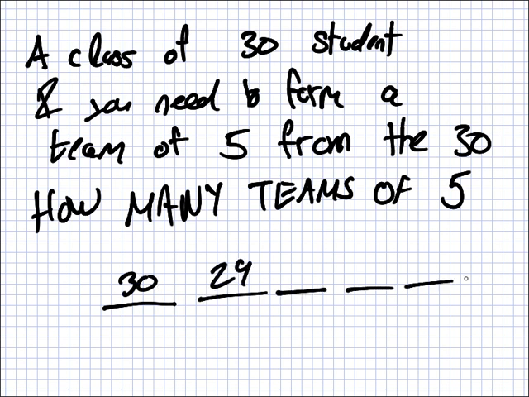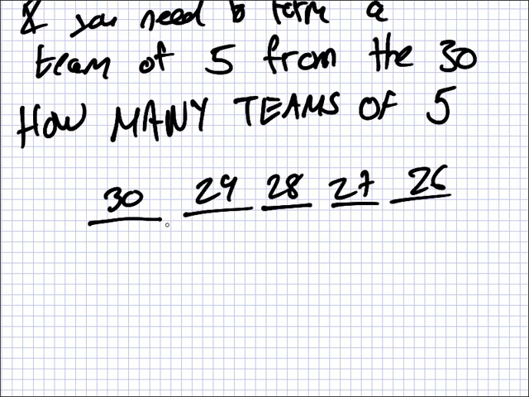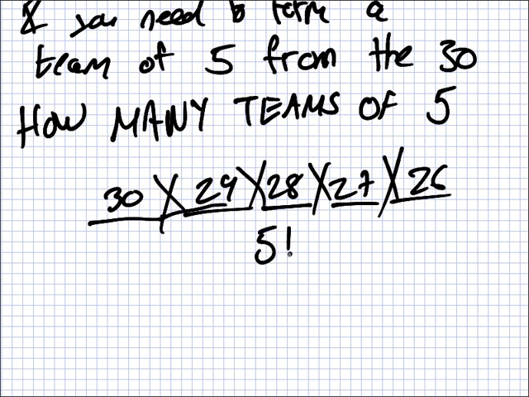Now, it's not quite as big as this because you don't care about the order. You know, whatever person you picked first, you could have picked them last. So you can rearrange this list, and you don't care if you rearrange it. How many ways can you rearrange this list? How many ways can you rearrange 5 things? 5 factorial, good. So the answer is that over 5 factorial.